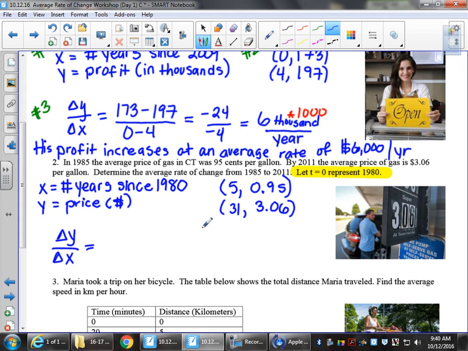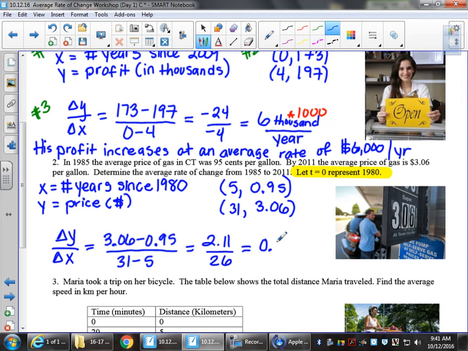How are you going to do this? Okay, do it. What did we get for the top? And then the bottom? So if your order was different, you would have a negative divided by a negative. We're still going to end up with the same answer. Who's got 2.11 divided by 26?